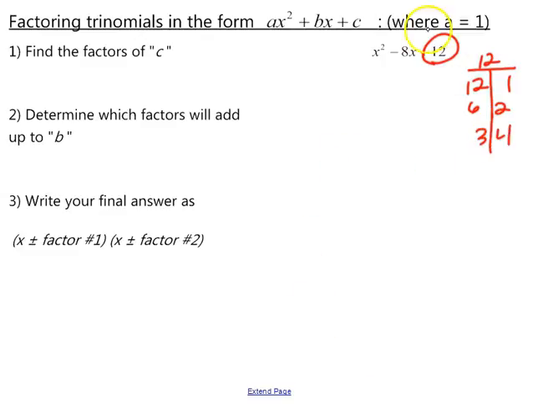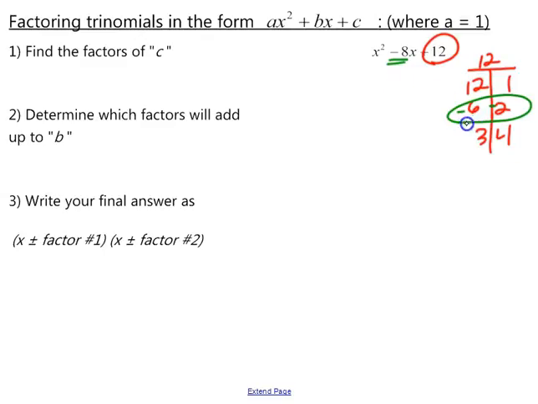Next, you need to determine which factors are going to add up to b. So which ones will add up to 8? We have 6 and 2. If they need to multiply to positive 12 but add up to negative 8, that means that the 6 and the 2 both have to be negative. So remember, after you find your factors, you want to take into account what signs they are, whether they have to be positive or negative, and which ones.